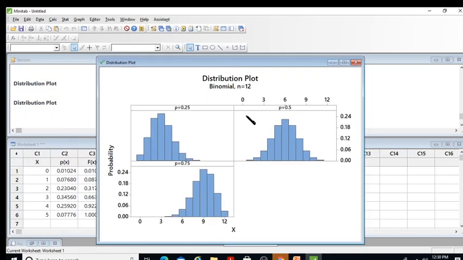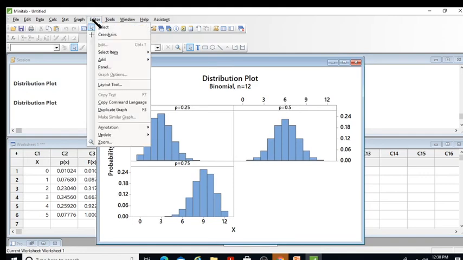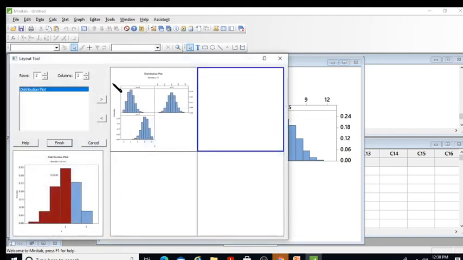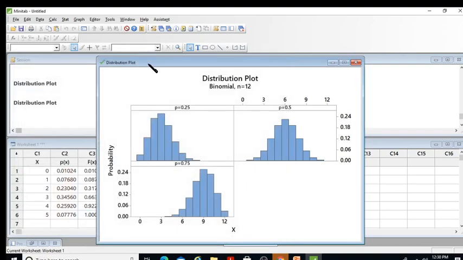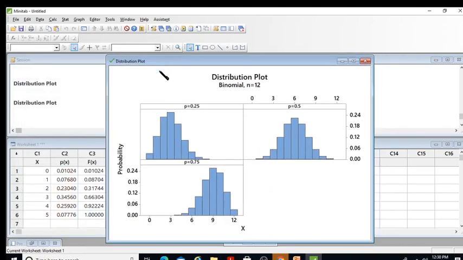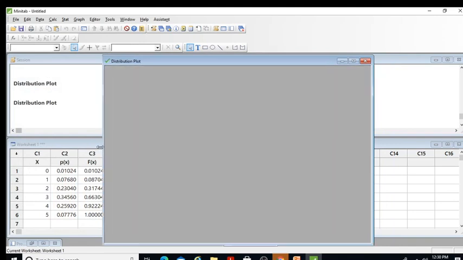When P is 0.5, I mean, if I go to the editor toolbar, layout tool? Okay, but once you have separate graph, then you can do that. Okay, forget about it right now. We will show you later about this option as well for laying out.